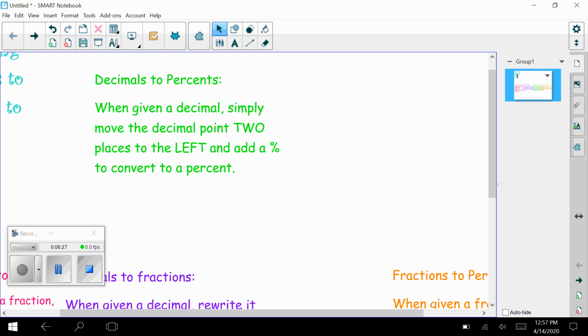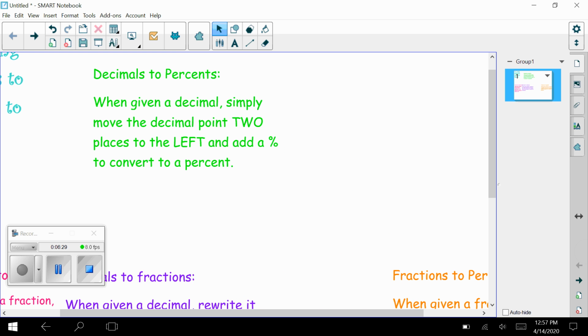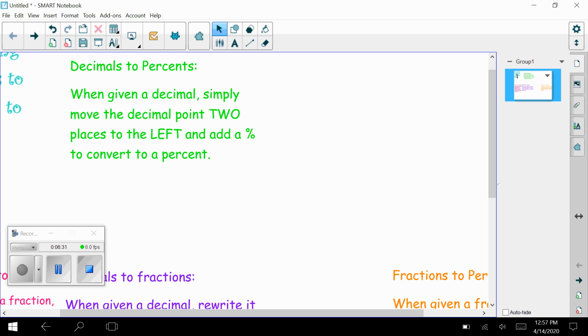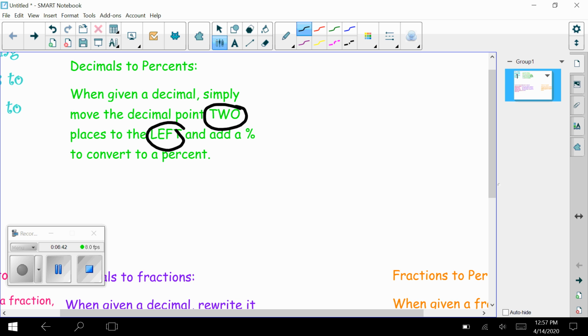Now let's take a look. Decimals to percents. When given a decimal, simply move the decimal point 2 places to the left and add a percent sign to convert to a percent. So this might be our simplest task to do.